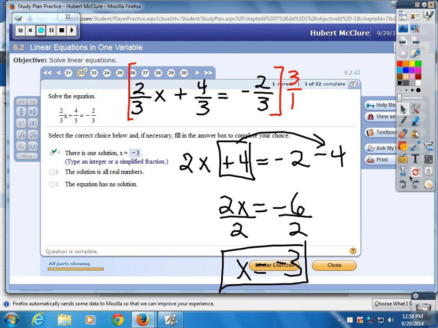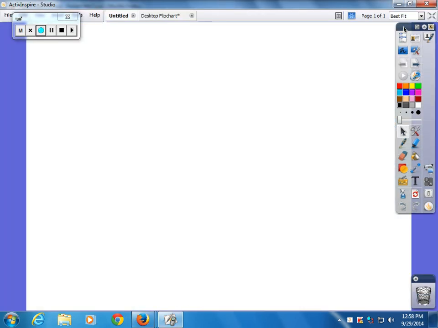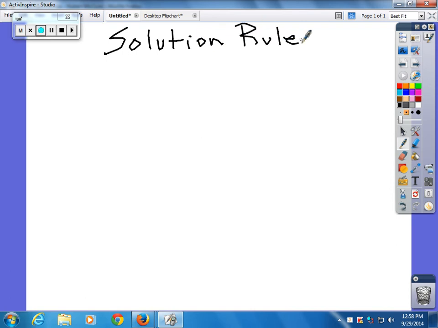Now, let me go ahead and talk to you about something. What did we get for an answer here? You got a number, right? What if you don't get a number? Well, let me give you the rules for solutions. I call them solution rules. You're only going to get one of 3. 1 is an answer: x is equal to some number. When your variable is equal to some number, that's it. That's your solution.